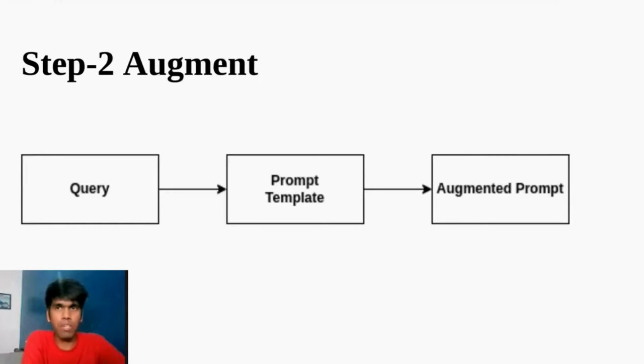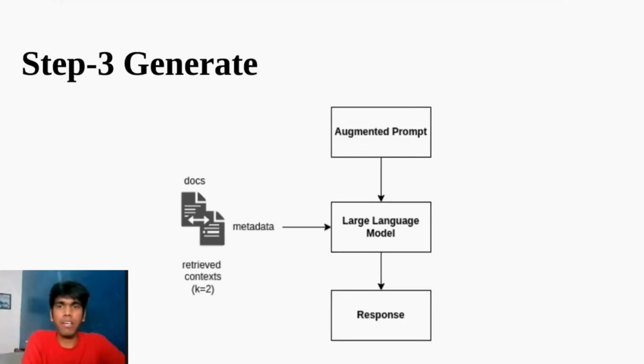Let's come to step two. In augmentation, whatever query you have, large language models have their own prompt template. So you need to use that particular prompt template to convert your query into an augmented prompt. In generation, you take the prompt, you also consider the retrieved context, you pass it to a large language model, and it will generate a response.